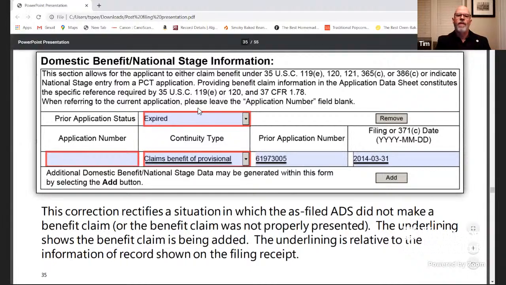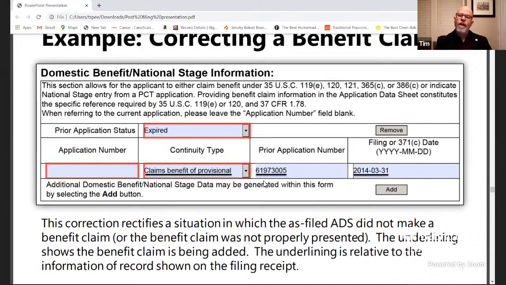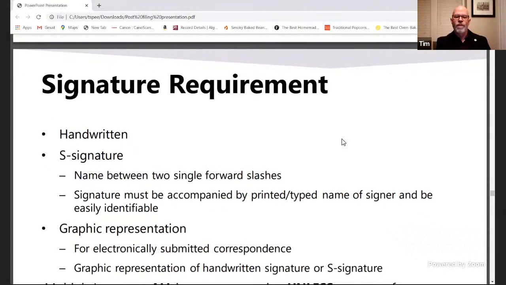And here is an example of how that's done. They're adding a claim to this provisional application. So they've underlined claims benefit of, they've underlined the application number, and they've underlined the filing date of that application. Again, here they point out that the underlining shows what is being added relative to the information shown on the filing receipt. So the information on the filing receipt will reflect what's in the application data sheet. So if you make changes, you also have to get a new filing receipt. And again, that's a formal matter that will be addressed when you get more into the process.